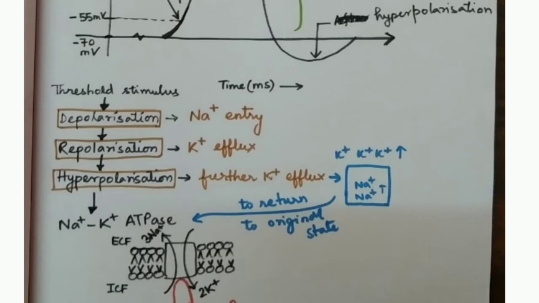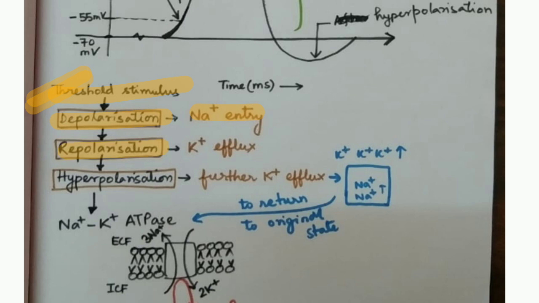Let's see. It is very important that action potential comes into play only when we apply a particular stimulus, which is called the threshold stimulus. Until and unless you apply the threshold stimulus, there will be no action potential. So after the application of threshold stimulus, there is depolarization. What is depolarization? It is the sodium ion entry, that is the sodium ion influx due to the opening of the voltage gated sodium channels.